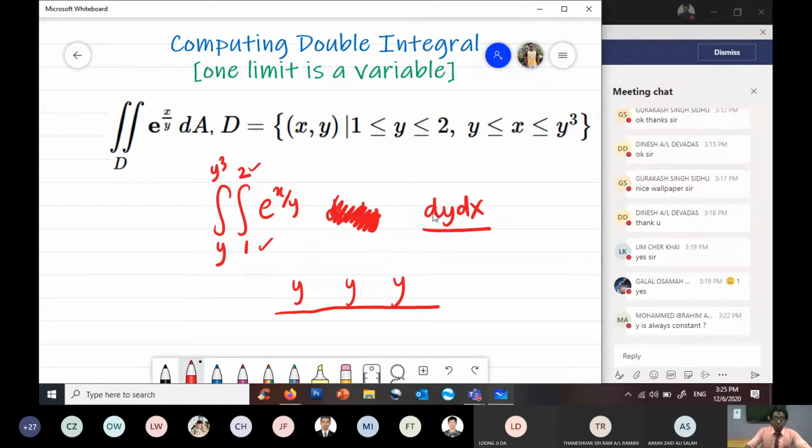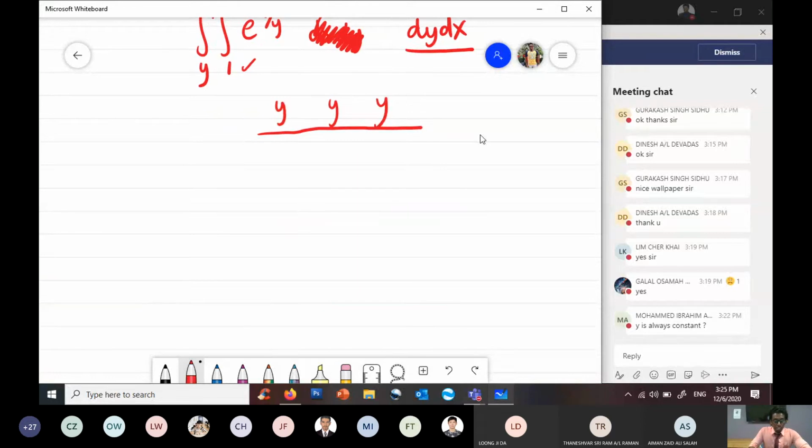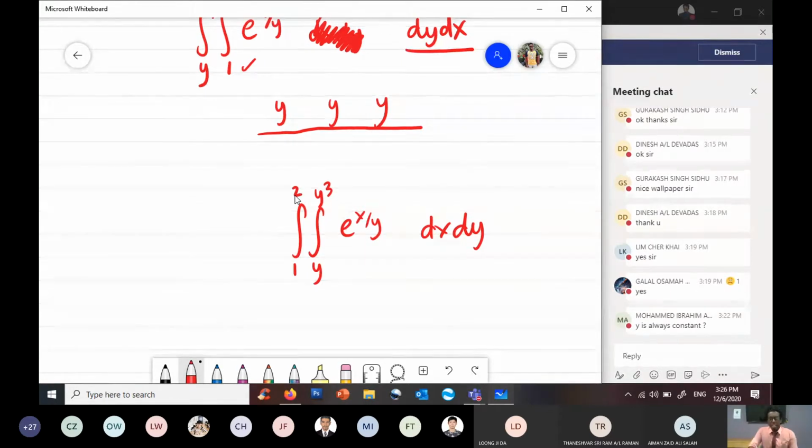However, if you choose to integrate x over y with respect to dx first and then dy, you put your x limits to be y and y cubed, and your y limits to be 1 and 2. If you do it the other way around, you integrate something and then you put in y cubed and y. The final integration you put in 2 and 1. So no more variables in it. The final answer will be a number. Now this is what we want. We want the final answer to be a number.